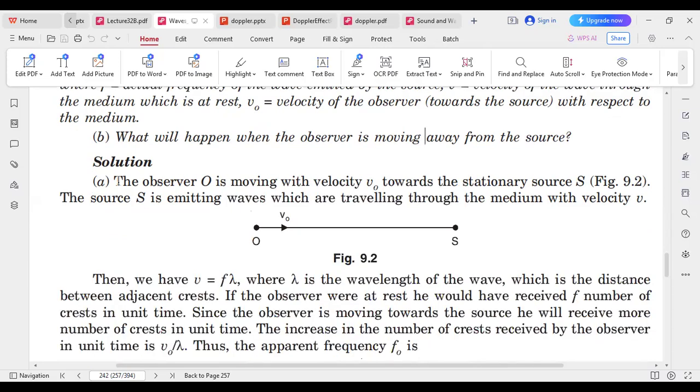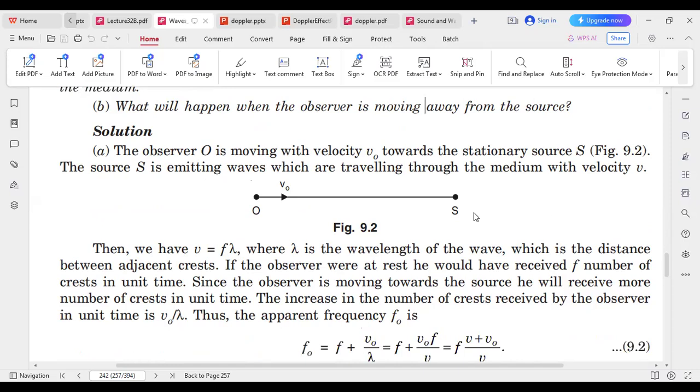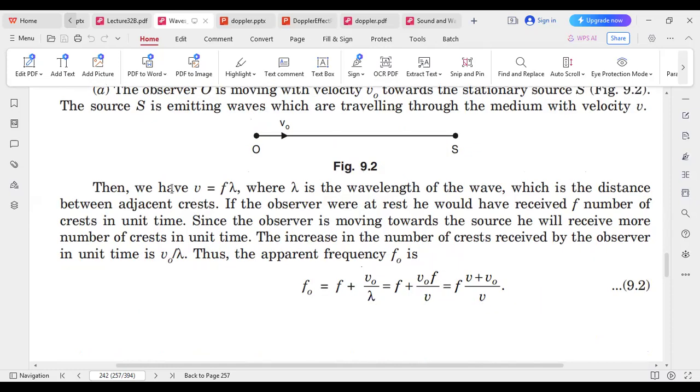The observer is moving with the velocity v naught towards the stationary source S. The source S is emitting waves which are traveling through the medium with velocity v. Suppose V is the observer and S is the source, and the observer is moving towards the source with a velocity v naught. In this case, we know v equals f lambda, where lambda is the wavelength of the wave and the distance between adjacent crests.